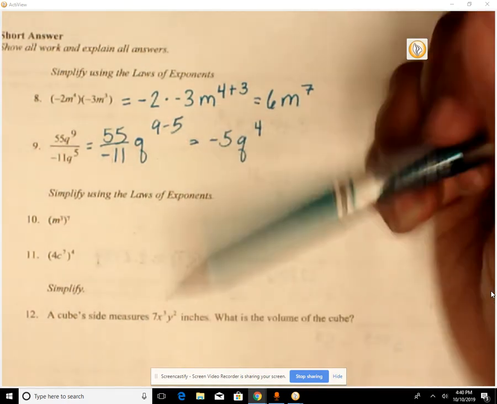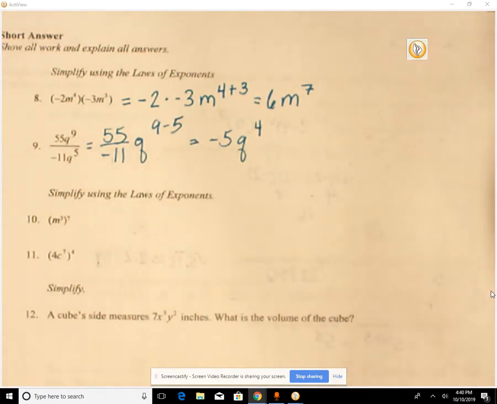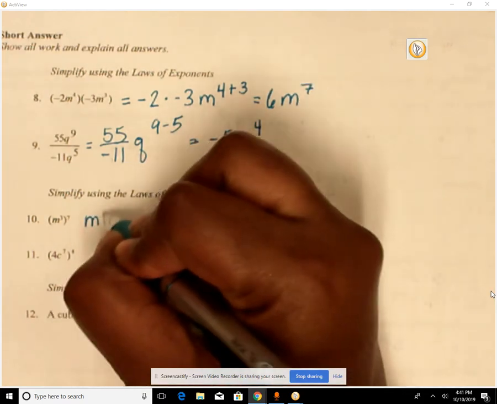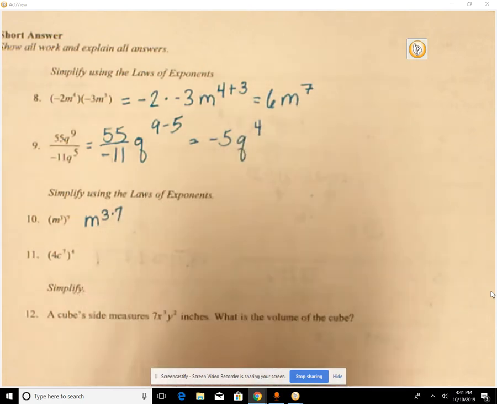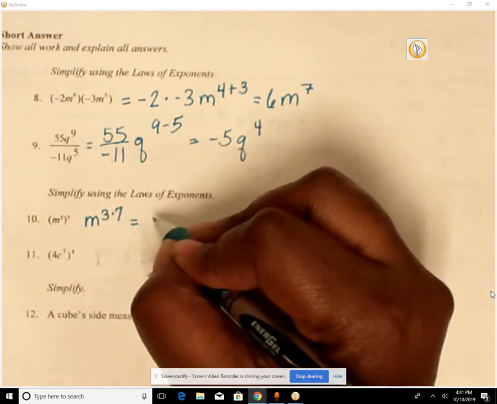All right, so here, let's read it. And that way you'll know it's not product of a power. M to the 3rd power to the 7th power. The key word there is I said power and then power. So we have a rule with power of a power. You don't add the exponents, you multiply. Remember, that's all on my window in the classroom and in your interactive notebook.